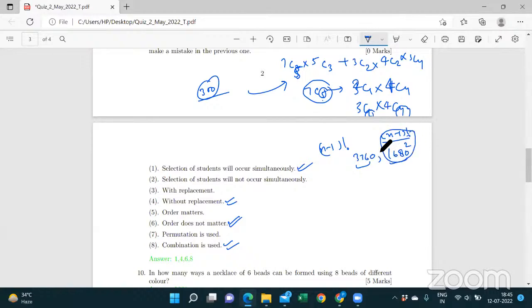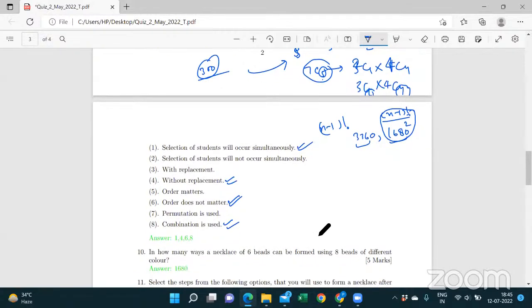Yes. Okay. So in case of necklace, see, if you see the necklace as a mirror image, the necklace will look the same to you. Right?